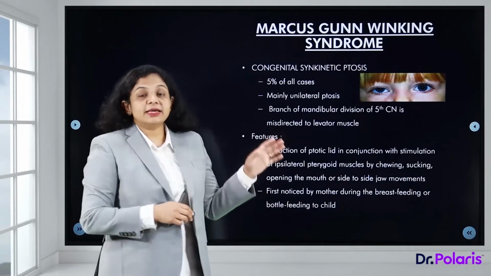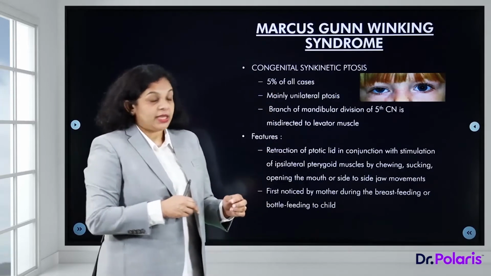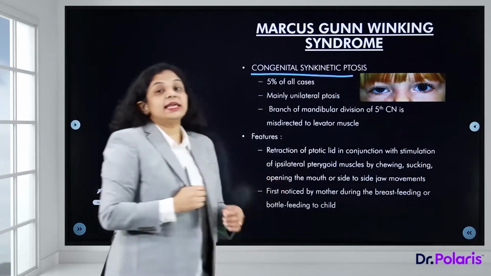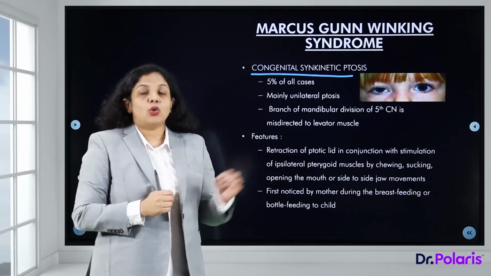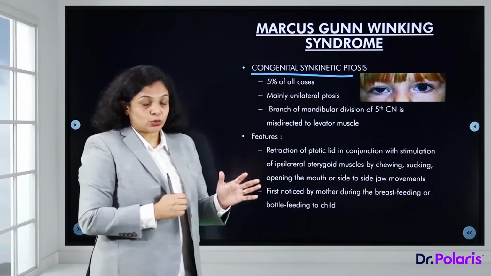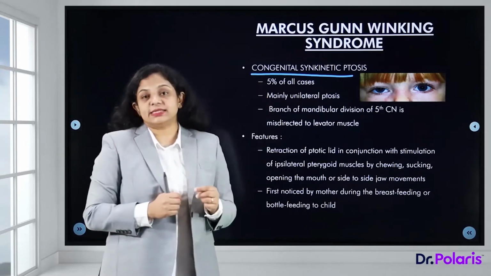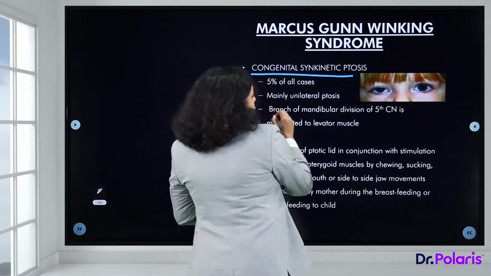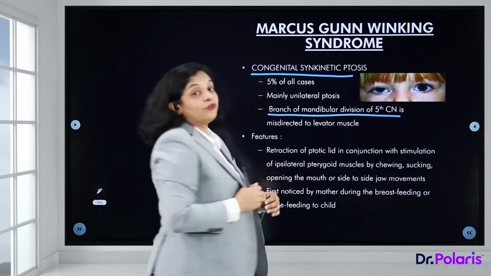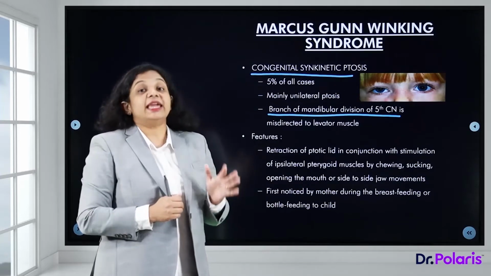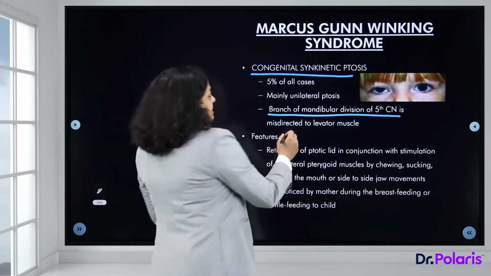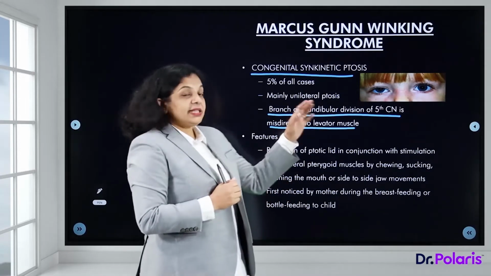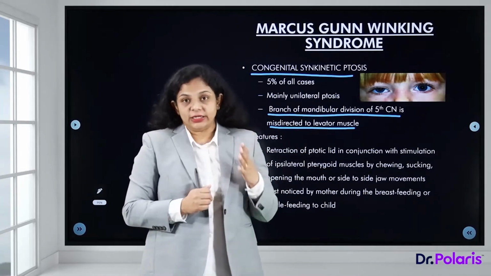Coming on to the Marcus-Gunn winking syndrome. Another name for it is congenital synkinetic ptosis. Only 5% of congenital ptosis comes under Marcus-Gunn winking syndrome. Here, a branch of the mandibular division of your 5th cranial nerve is misdirected towards your levator muscle. Usually these are seen as a unilateral ptosis.